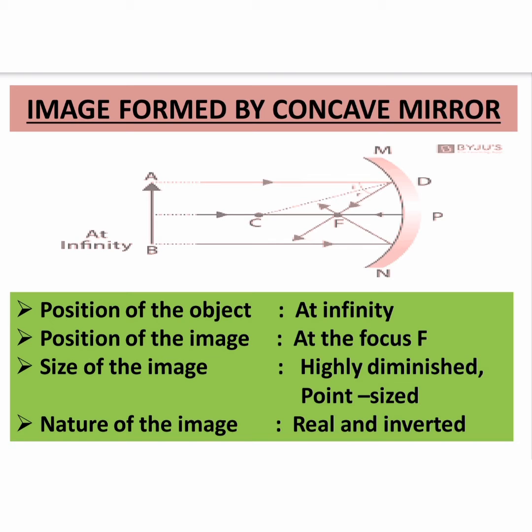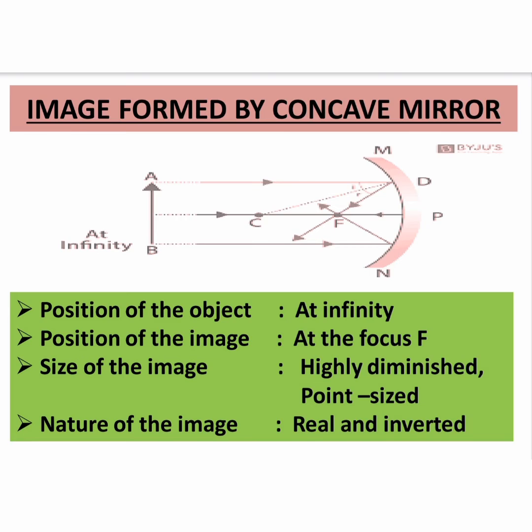Now we can slightly observe the diagram for this position. You can see the position of the object written as at infinity. You can also observe the position of the image at F. It is point sized or highly diminished. As it is a concave mirror, it is real and inverted. The image is always inverted, and the image can be obtained on the screen, so it is real and inverted.